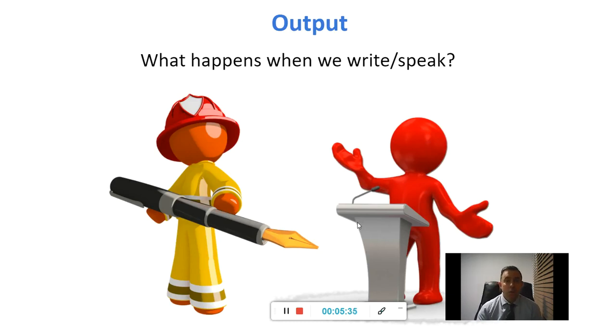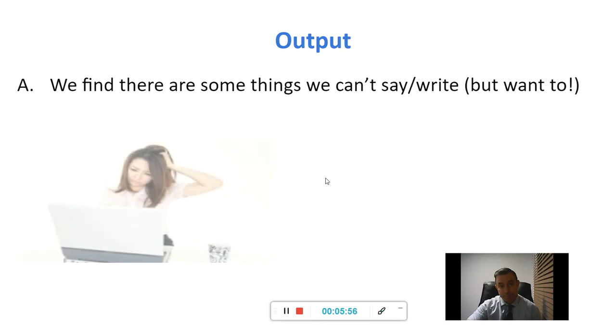So what happens when we write? What happens when we speak? And when I say what happens, what are we actually doing with language when we produce it? I mean, what kinds of phenomena take place, right? I'll give you an example. We find that there are some things we can't say or write but want to. We find that there's kind of a gap between what we want to say and what we can say.